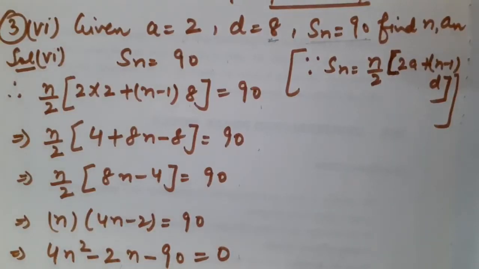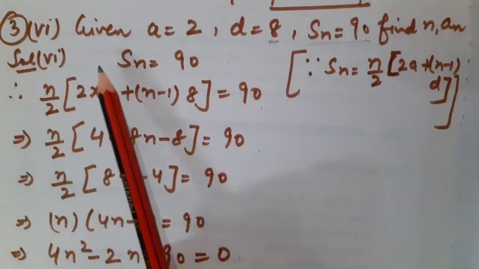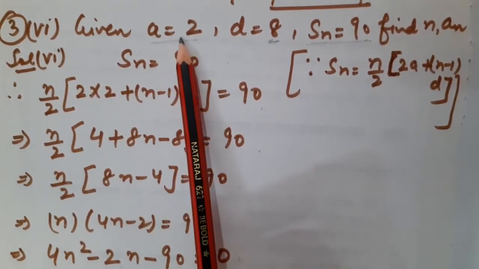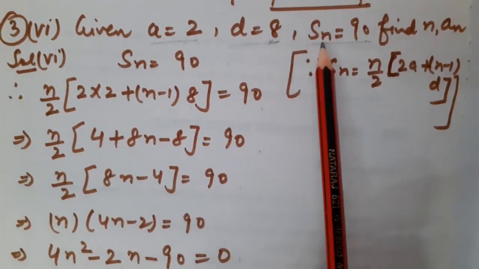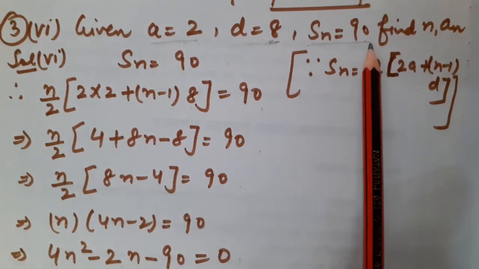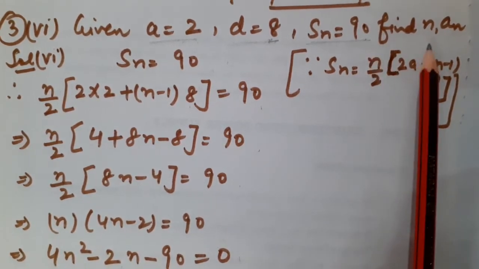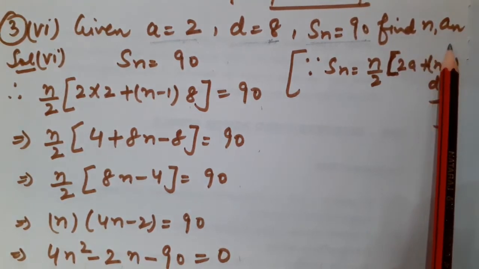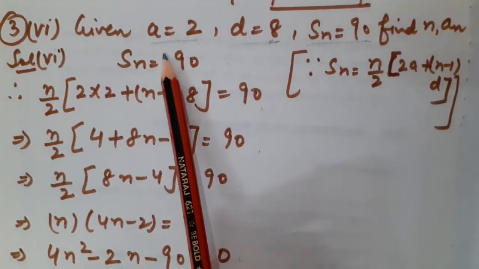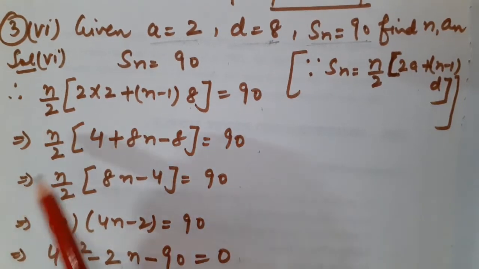Let us take one question based on the sum of first n terms of an AP. What is given in this question? You have the very first term, that is a is equal to 2 given. Common difference, you know, d is equal to 8. Sum of first n terms is given, 90. And what you have to calculate? You will have to calculate n, that is the number of terms, and an, that is the last term. Correct? So now we are going to utilize whatever is given to us.